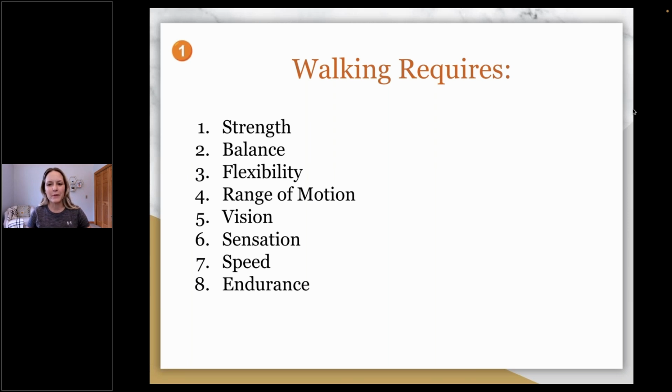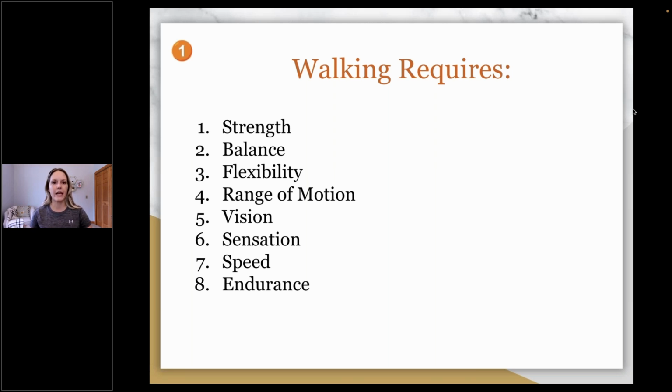Not too many people said walk faster, but speed is a different component than strength. So if you have a goal of improving how fast you can walk, even if it's just a little bit faster, that requires speed. Endurance. Several of you mentioned that you want to be able to walk further. That's endurance or stamina.